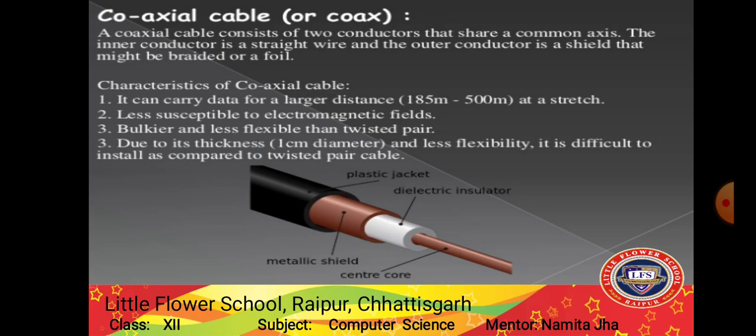The diagram below shows that the metallic shield is covered with the plastic jacket, and the center core dielectric insulator is covered with the metallic shield.